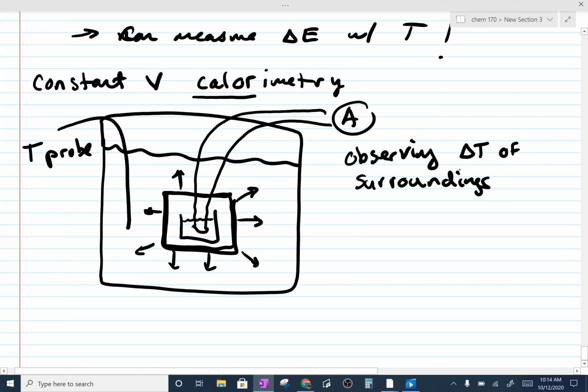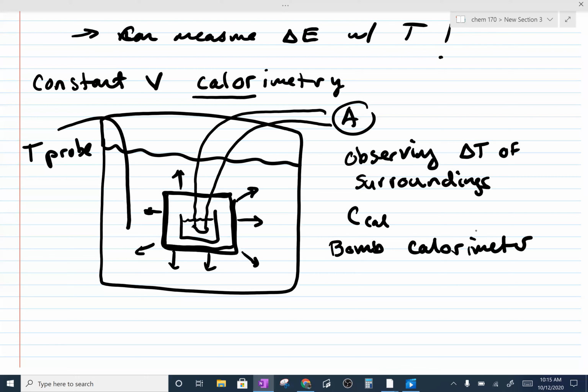We can actually measure the total energy change of the system, so delta E, if we know the heat capacity of the system itself. If we know the heat capacity of what's called the calorimeter, then we can solve for the delta E of the system. Interestingly enough, this thing is called a bomb calorimeter. And even though it sounds pretty cool, it's not as cool as it sounds.